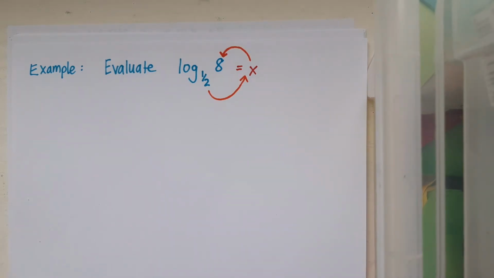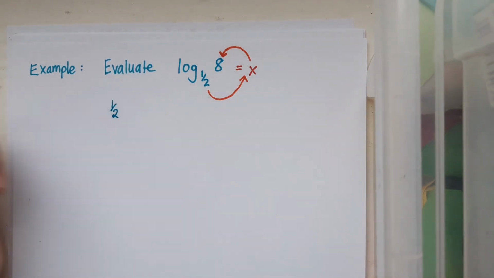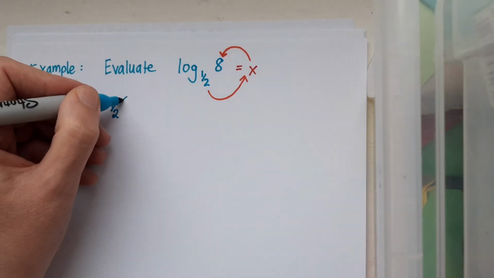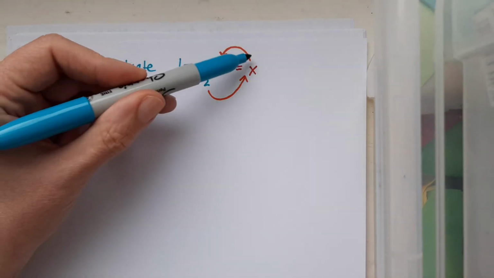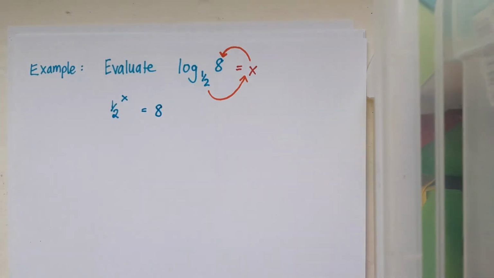Okay, so here are my arrows. And now my equation is going to look like this. I'm going to have a half, which is my base, to the power of x, equals 8. And now I'm just back in exponential equation territory and I want to solve for x.